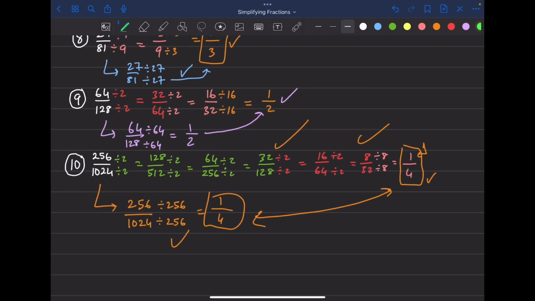But that's it for simplifying. It's pretty easy. You just have to find an equivalent fraction that is smaller. So yeah, that's it.